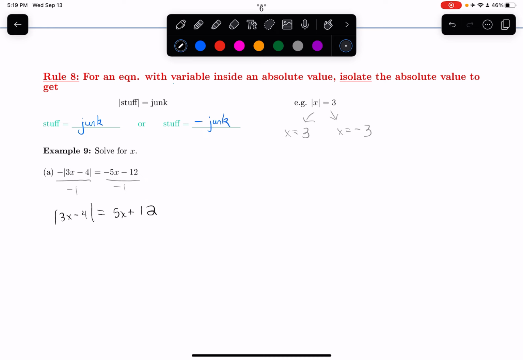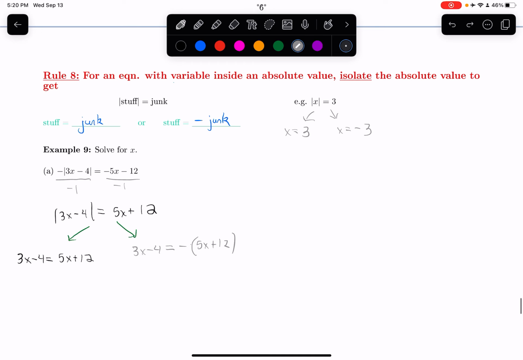So now I have the absolute value of some stuff equals some junk. And when I reach that point, I get to split it into two cases, where the stuff inside, which is 3x minus 4, it can either be equal to the junk that's on the other side, 5x plus 12, or the stuff inside, 3x minus 4, could be equal to the negative of that junk. So when I write the negative of that junk, I gotta write negative, make sure I put a parentheses around the whole thing, 5x plus 12, to make sure I know that the negative applies to all of the terms in the parentheses. If I didn't have the parentheses, I'd forget that, wait, I gotta distribute it to both of these terms. Okay, well, so now I have these two equations to solve.